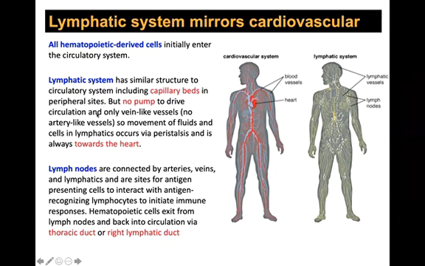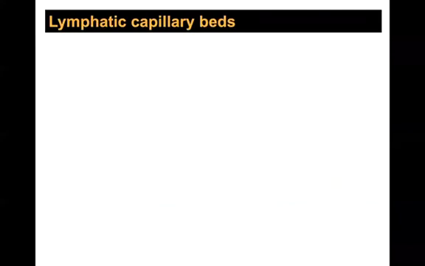Okay, so the idea here is that your lymphocytes are going to exit the blood, they're going to go out to peripheral tissue, and then they're going to enter into the lymphatic system. So lymphocytes don't typically go from arteries to veins, they go from arteries to lymphatics back to arteries. Whereas your red blood cells are going to go from arteries to veins.